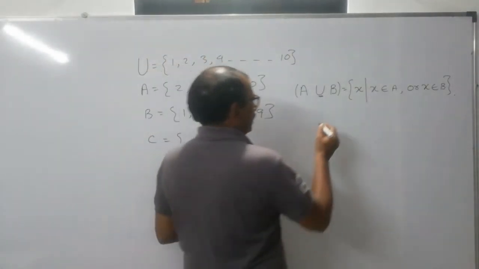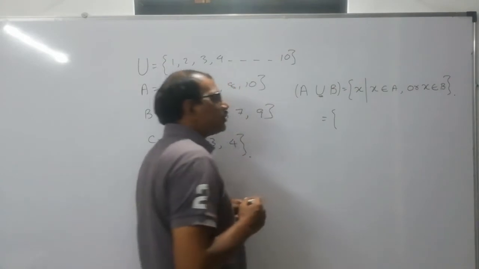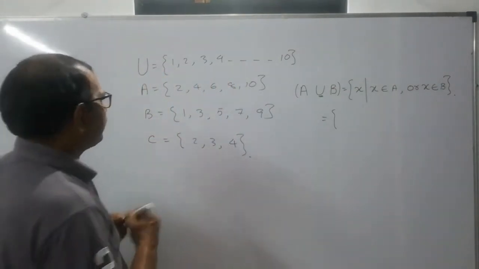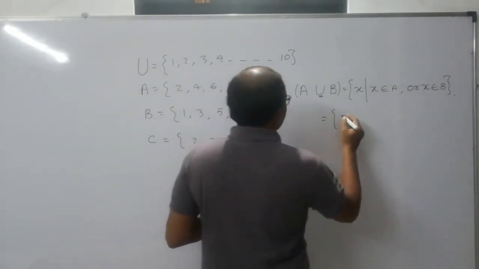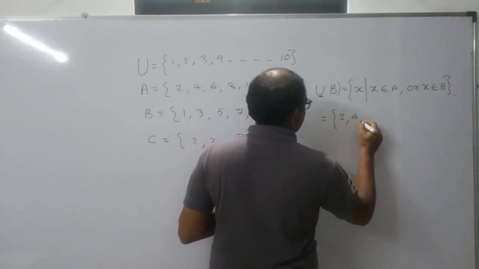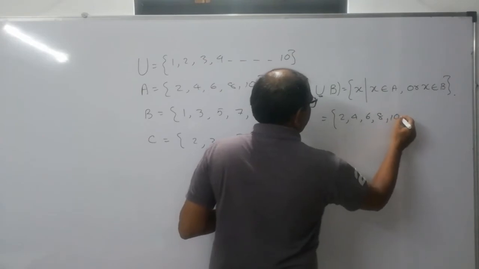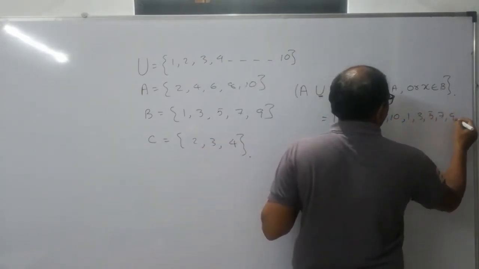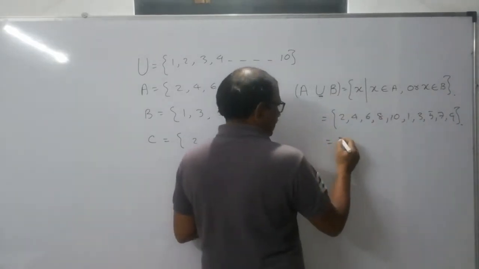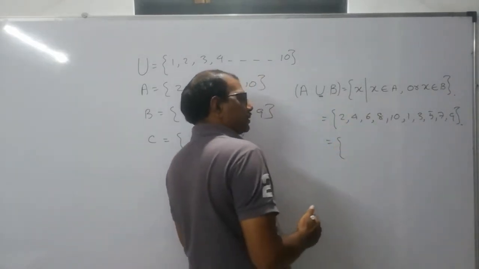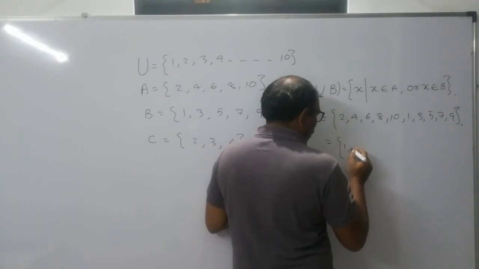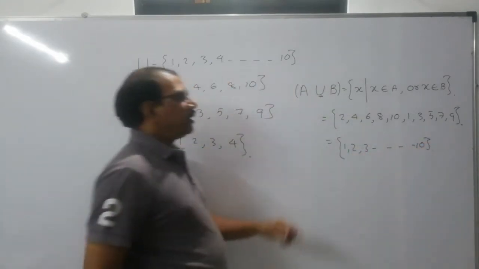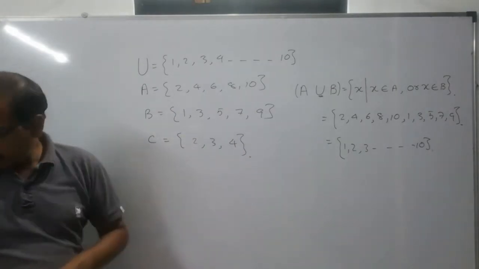So this will be all the elements of A and all the elements of B without repetition, right? So if I start it from 2, 4, 6, 8, 10, 1, 3, 5, 7, 9. And you can just change the place of these elements also. I can write it as 1, 2, 3 till 10. समझ में आया? A union B, right?